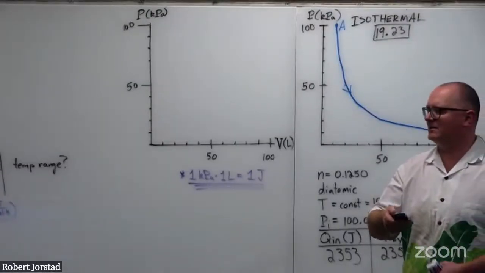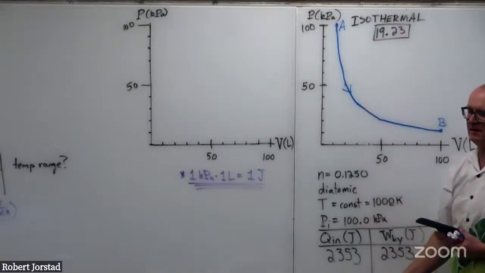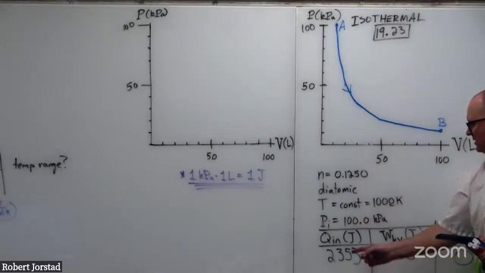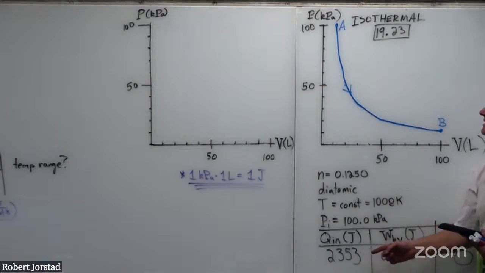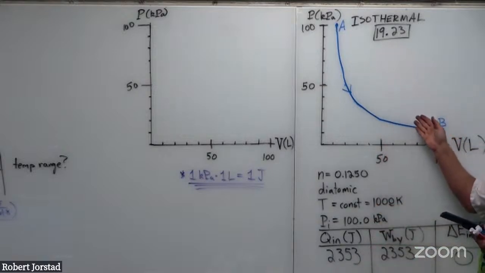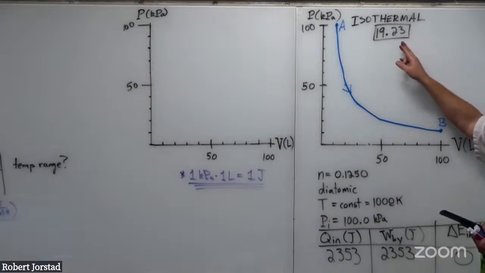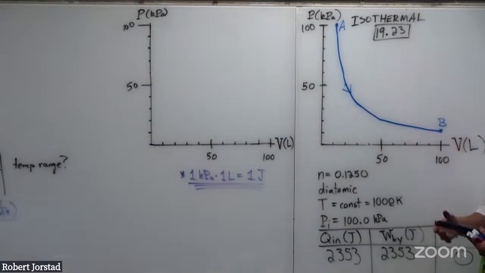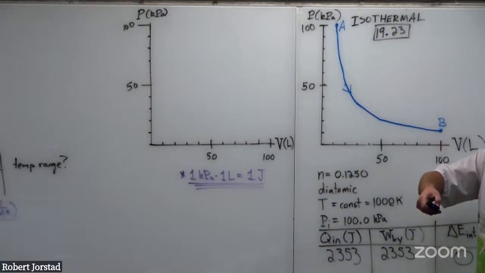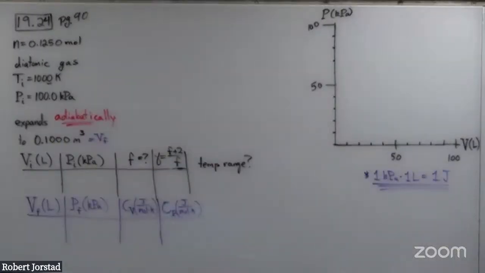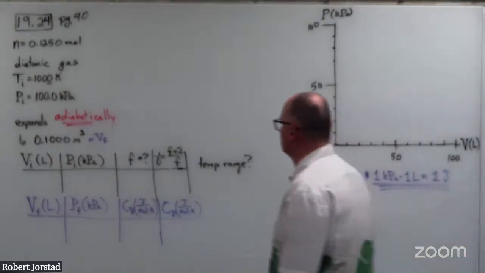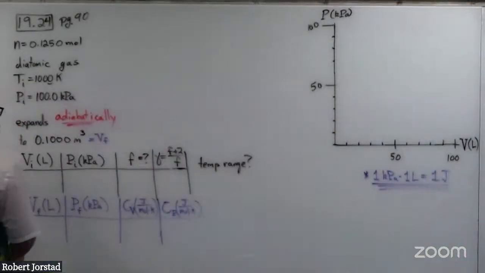I have the results of the last problem right here. So hopefully we can compare the first law results and what the process looks like for an isothermal, which was number 19.23, to what we're doing now. So we'll come back to this and we'll do the comparison at the end. But right now, it's very similar input parameters. The only difference from the last problem is now it's expanding adiabatically. All right.